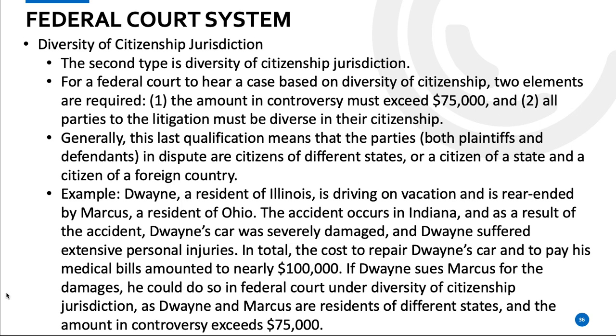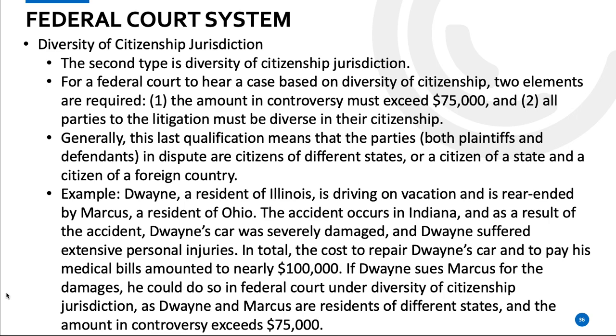And so the key though is that you could have some individuals in Texas and one individual that lives in New York, and for whatever reason you want to litigate that matter in federal district court in New York, if you can meet the diversity of citizenship test in that case and get that individual in New York under that litigation, then anybody else associated with that litigation is subject to the jurisdiction of that court. Generally, the last qualification means that the parties, both plaintiffs and defendants in a dispute, are citizens of different states, or a citizen of a state and a citizen of a foreign country.